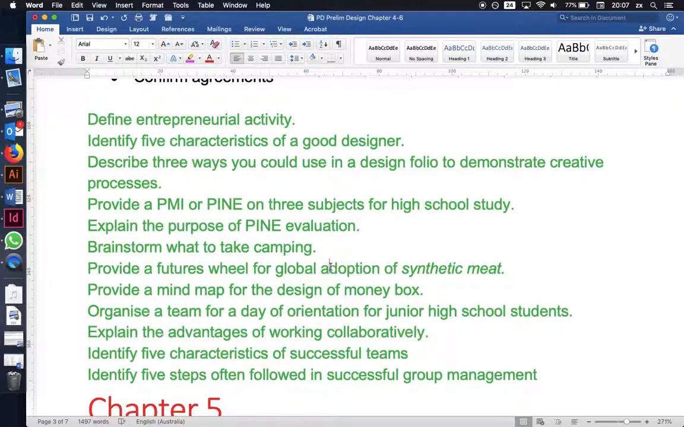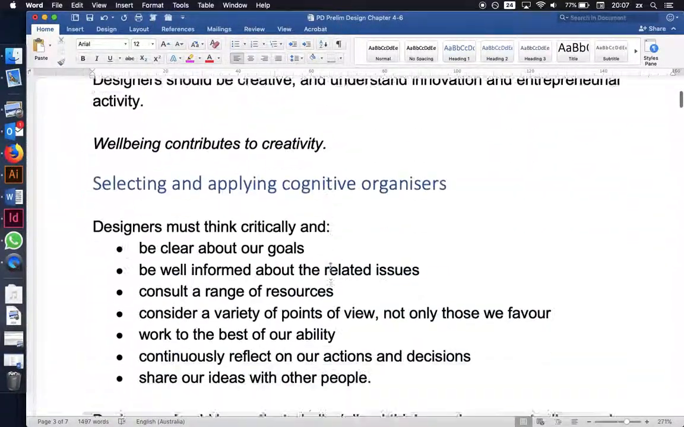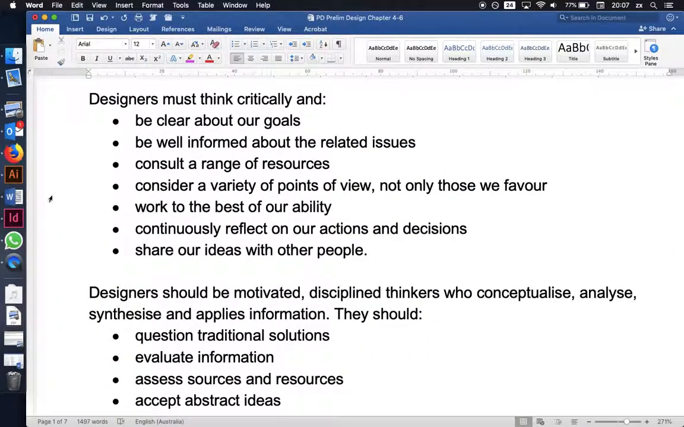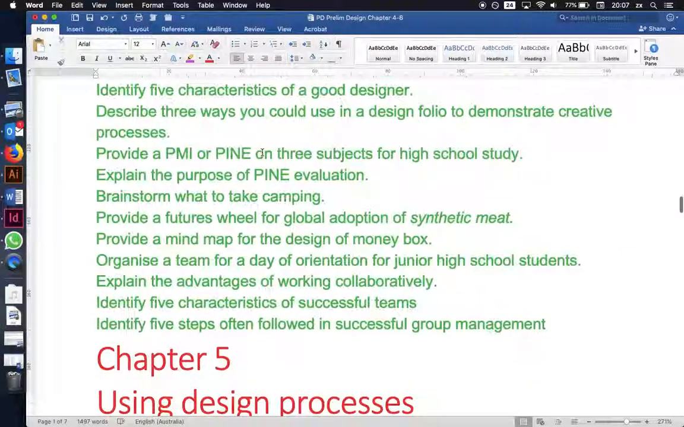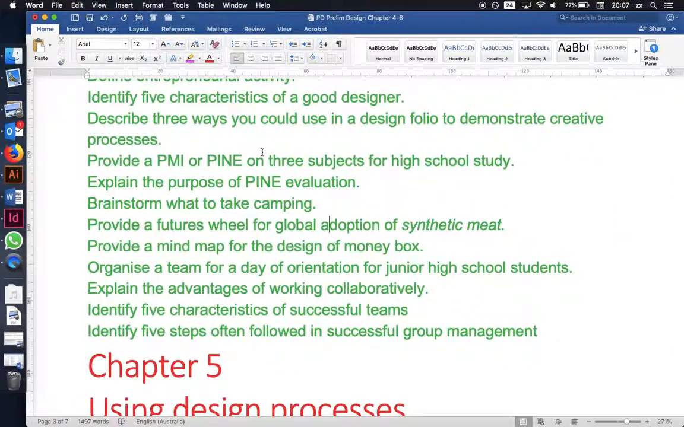We have identified 5 characteristics of the good designer, which is listed up the top. I won't try and scroll too much because that will get slow and boring fast. But we say designers must be able to do these things. So that would be somewhere there is probably where you want to get those answers. Describe the 3 ways you could use a design folio to demonstrate creative processes.